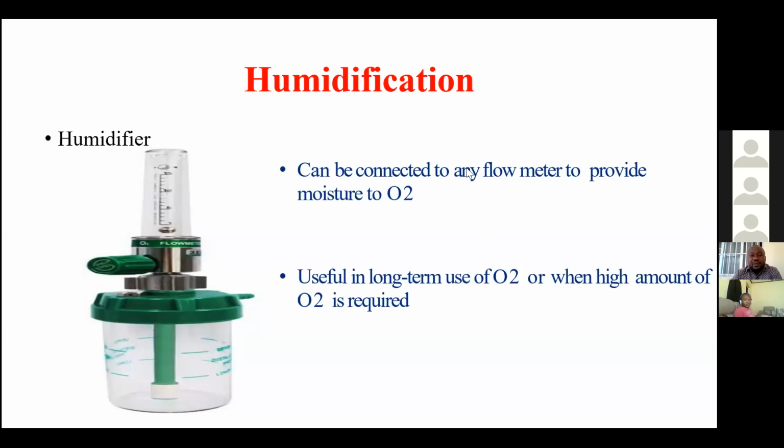So for humidification, you connect it to the flow to moisten the oxygen so that the patient's airways are not in discomfort, and there is no traumatic, irritating oxygen. It's very useful in long-term oxygen use, or when a high amount of oxygen is required. So think about this: don't put a patient on a machine without water for humidification. And also when you are using high flow, please think about humidifying your oxygen. Next, please.